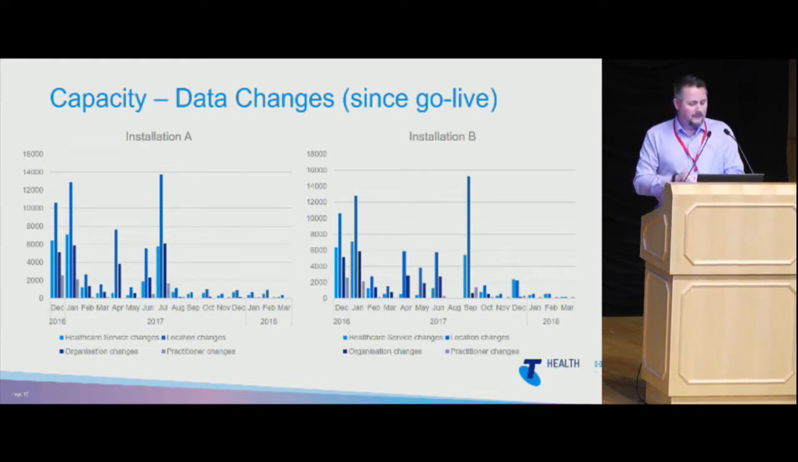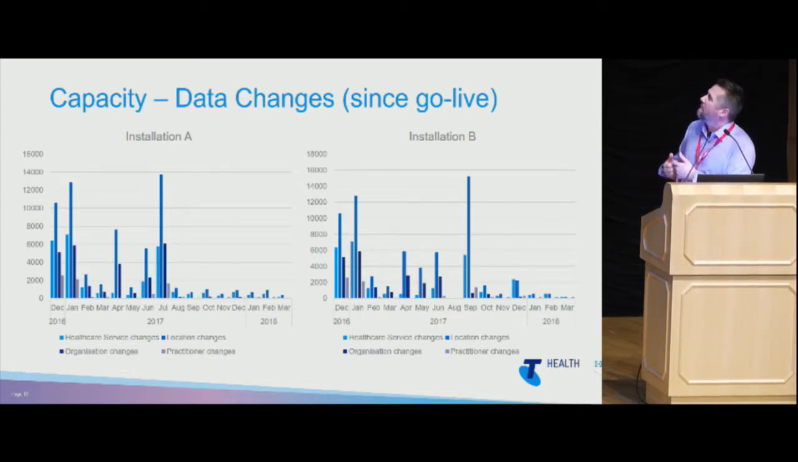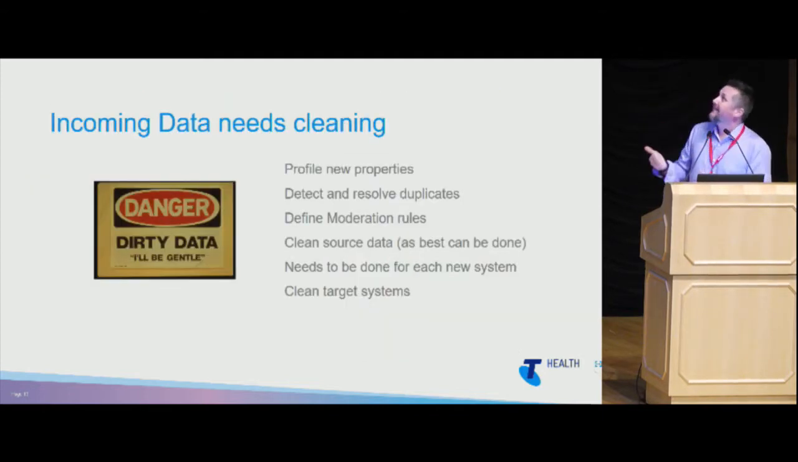So a little bit on capacity and data changes. This is two different installations with the same parent directory at the top. And if you look, the numbers are not really that significant, but the actual spikes are different. If I had the same parent directory feeding the same data into these same two systems, why do my spikes look different? Because the data going in is not just from the national directory, it's from within their own organisation. So, incoming data needs cleaning. Incoming data is dirty. And not like that.